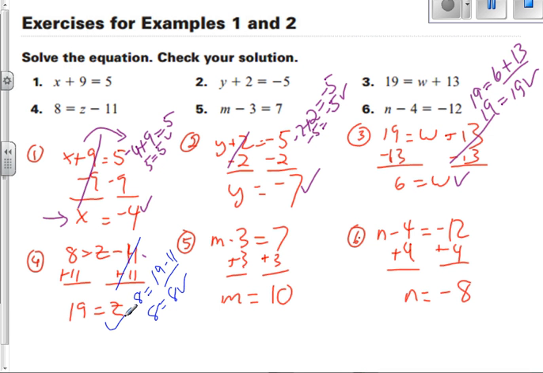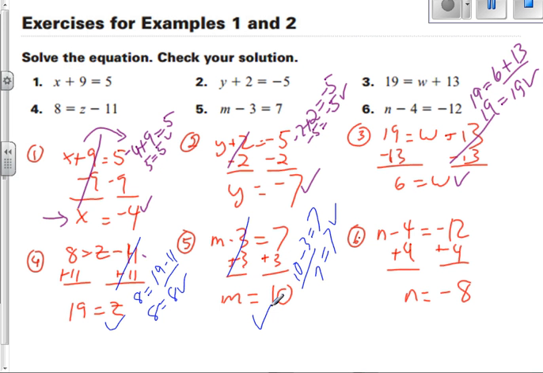Let's look at number 5. I have m minus 3 is equal to 7. So I'm going to add 3 to both sides. They cancel on the left. 7 plus 3 is equal to 10. So right now I have m is equal to 10. Let's do our check real quick. I have 10 minus 3 is equal to 7. 10 minus 3 is 7. 7 is equal to 7. My check works. Therefore, my m is correct.